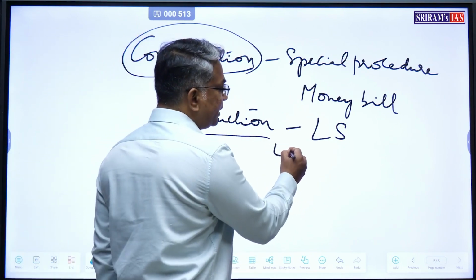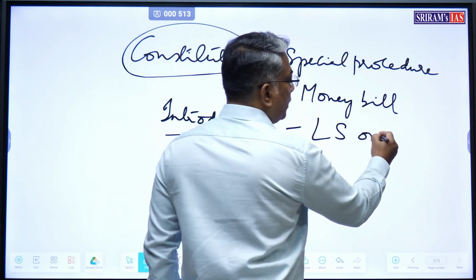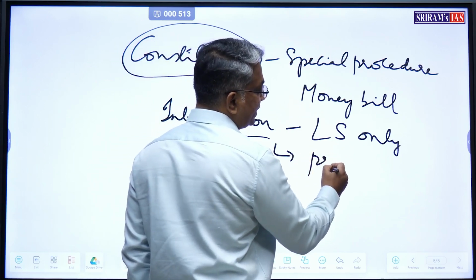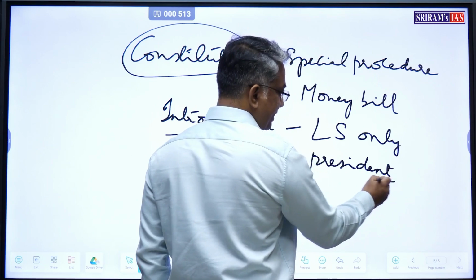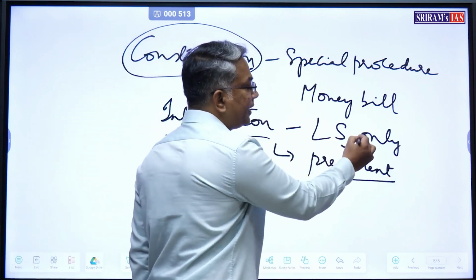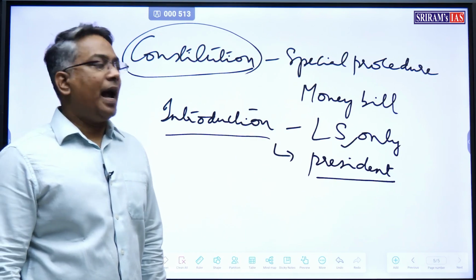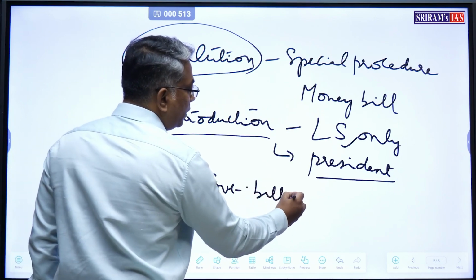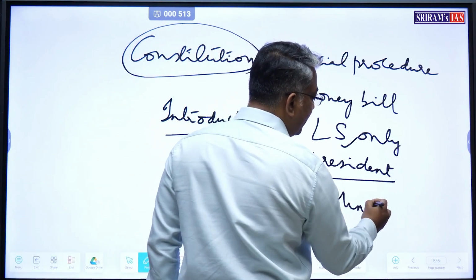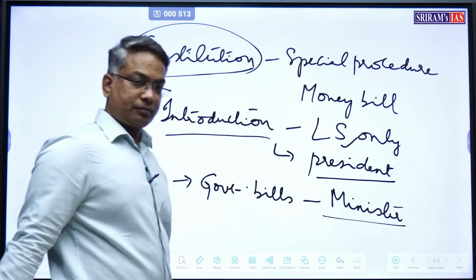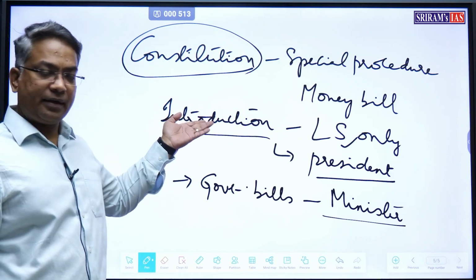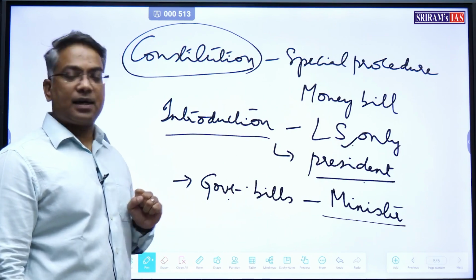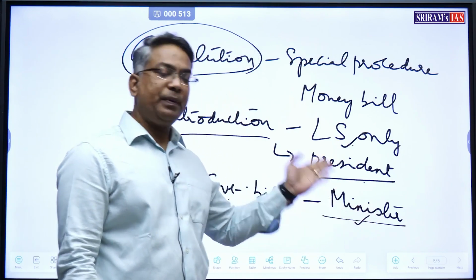And this introduction of the money bill only in Lok Sabha is after the prior recommendation of the President. So, only after the recommendation of the President, the money bill is introduced only in the Lok Sabha, not in Rajya Sabha. And all the money bills are considered as government bills. So, these bills should be introduced only by a minister. Okay? So, money bills can be introduced only in the Lok Sabha with the prior recommendation of the President, and they can be introduced only by a minister.